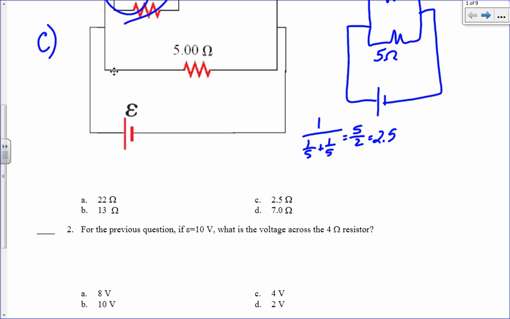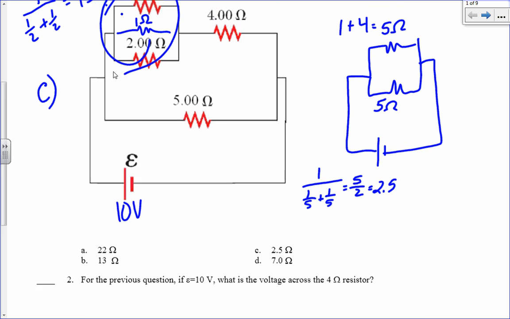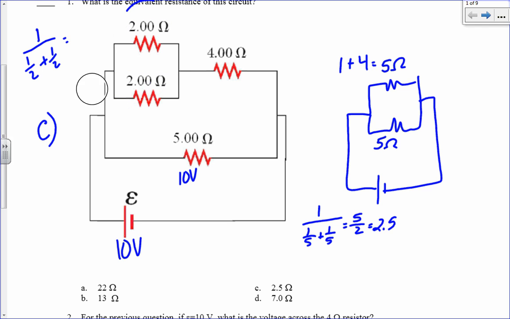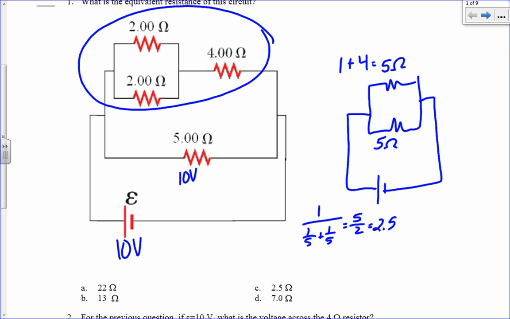For the previous question, if this EMF is 10 volts, what is the voltage across the 4 ohm resistor? So I know that I have 10 volts here, and then 10 volts across this branch up here. So I have 10 volts there. And the equivalent of that top branch is 5 ohms. So that means that I have 2 amps.